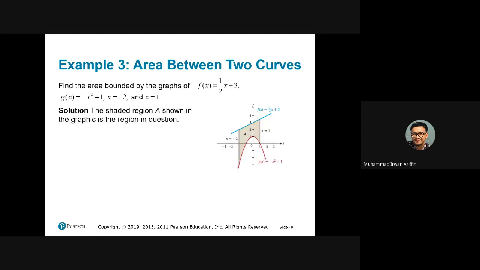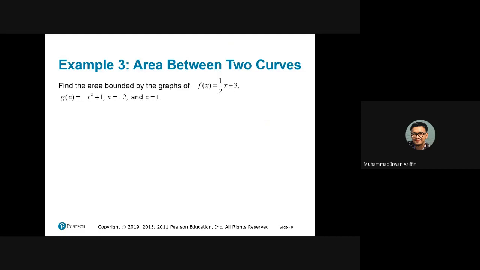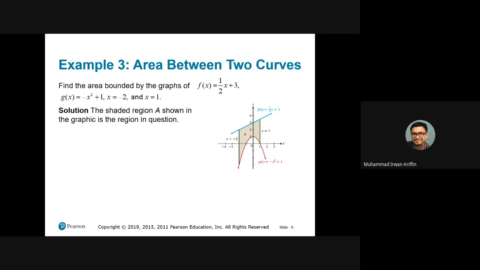Okay, another example, example 3. Let's say the intended area would be the area bounded by the graph f(x) and g(x) from -2 to 1. When we draw the graph, this is how it looks. We are interested in finding this area A, the shaded region. You can see that f(x) is always positive and always greater than g(x) throughout this region from -2 to 1. f(x) is always above g(x).